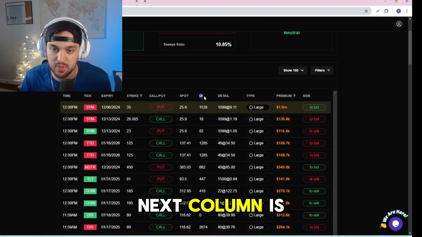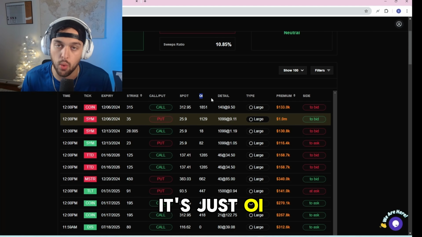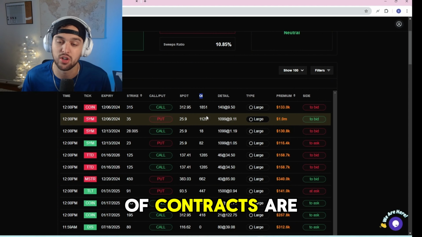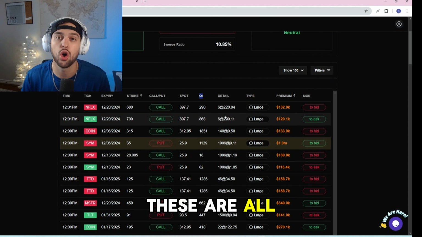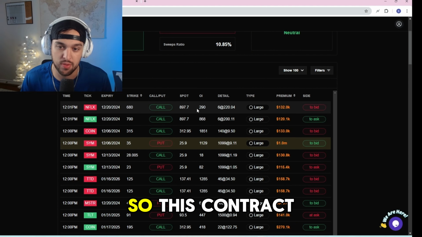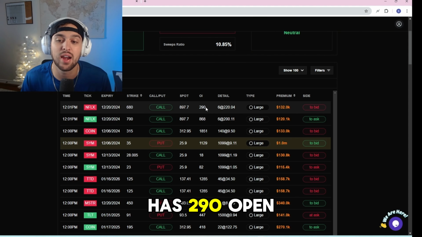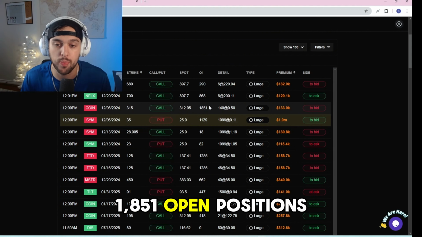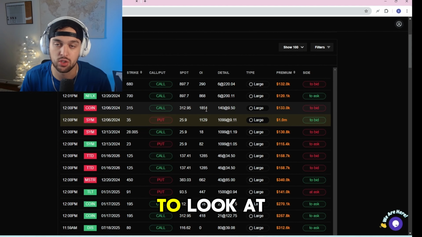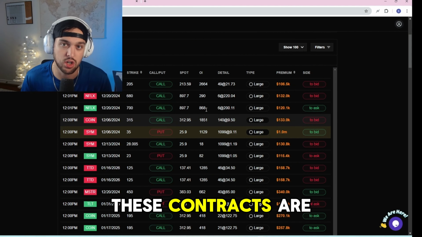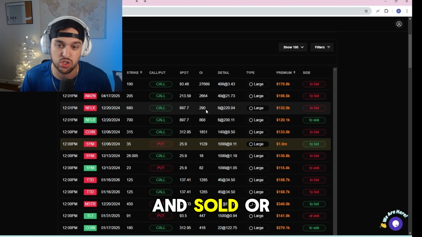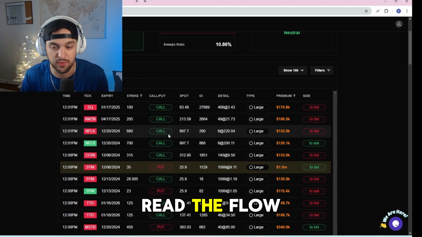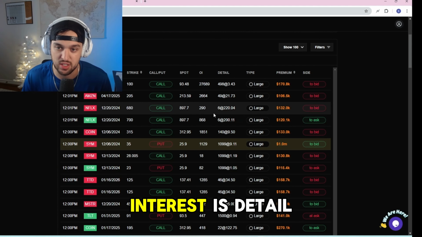And then the next column is called open interest. It's just OI. This is how you determine how many contracts are being bought or sold at the moment. These are all opened positions. So this contract has 290 open positions. This one has 1,851 open positions. Typically, most people like to look at open interest to see how active these contracts are getting hit and how active they're getting sold or bought. That's another time for another video. I'm just showing you how to read the flow. But yeah, that's what open interest is.